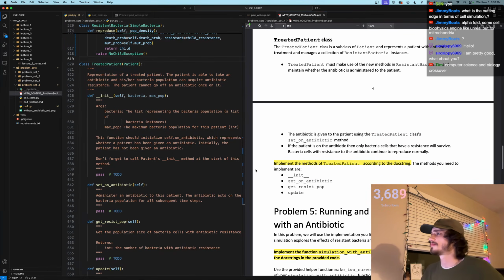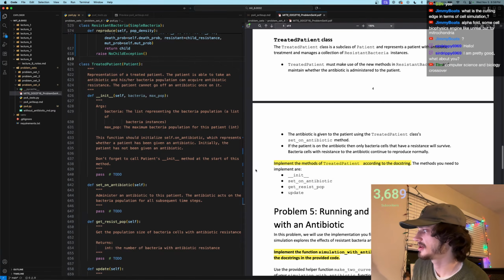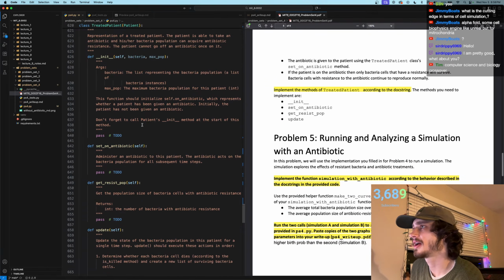Treated patient class. The treated patient class is a subclass of patient and represents a patient with antibiotic treatment and manages a collection of resistant bacteria instances. The treated patient must make use of the new methods in the resistant bacteria and maintain whether the antibiotic is administered to the patient. The antibiotic is given to the patient using the treated patient class, set on antibiotic method. If the patient is on the antibiotic, then only bacteria cells that have resistance will survive. Bacteria cells with resistance to the antibiotic continue to reproduce normally. Okay, so now we're going to implement the treated patient class here.